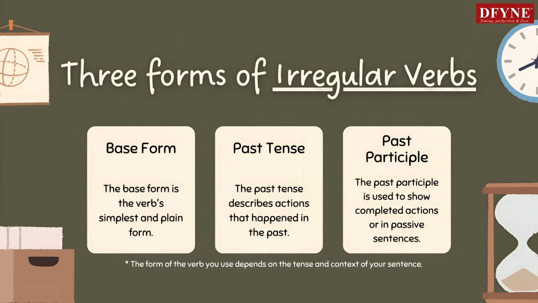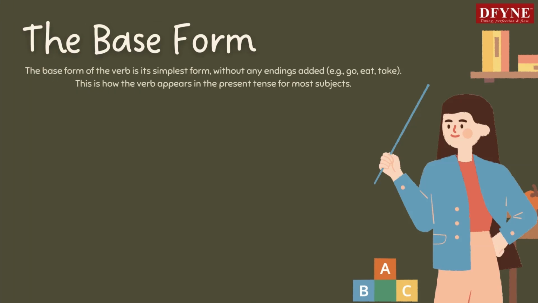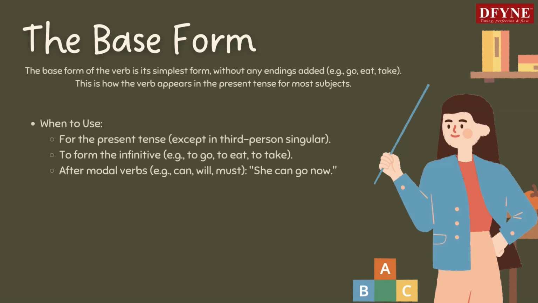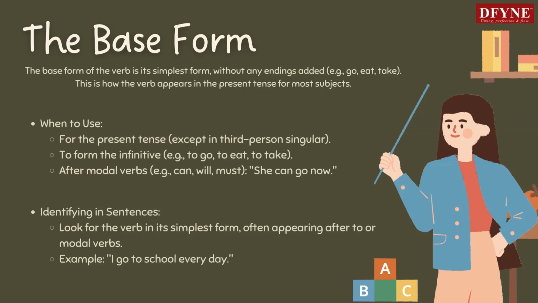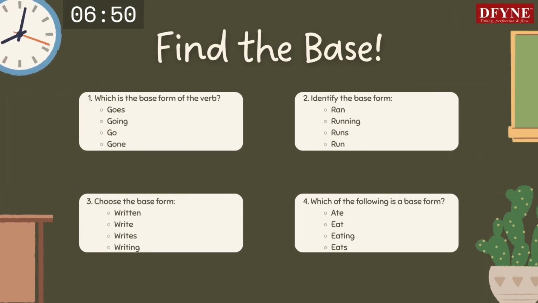The form of the verb you use depends on the tense and context of your sentence. The base form is the present tense form of the verb, like go, see, or take. It's what you use when the action is happening now. Can you identify the base form of a verb in these questions?